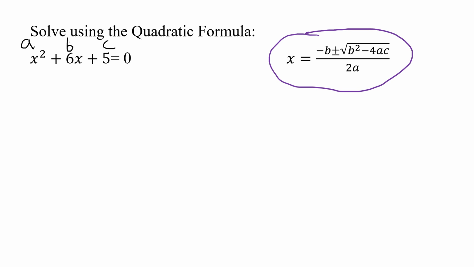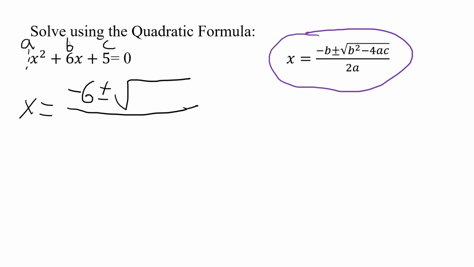So when there's no number in front of your x squared, that means that we have an invisible 1, right? When there's no number in front of a variable, there's an invisible 1 there. So a is 1, b is 6, and c is 5. It's time to plug it into our formula. So our formula says x equals negative b. We know b is 6, so negative 6 plus or minus the square root of b squared. So we have 6 squared minus 4ac, minus 4 times a, which we said was 1, times c, which we said was 5, and it's all under the square root.